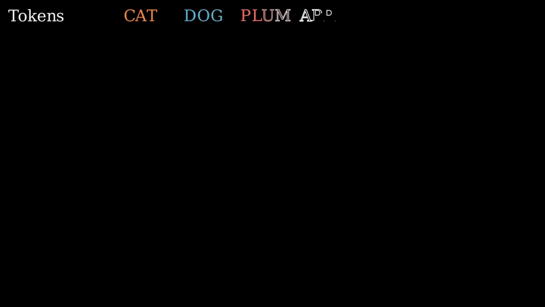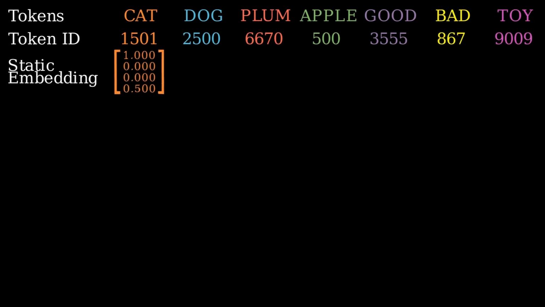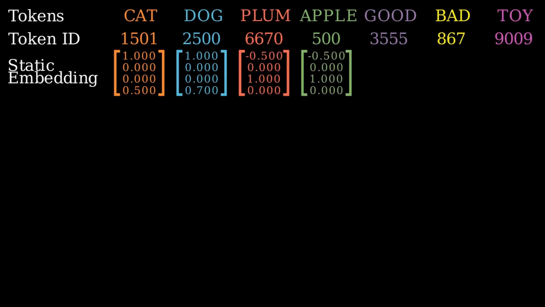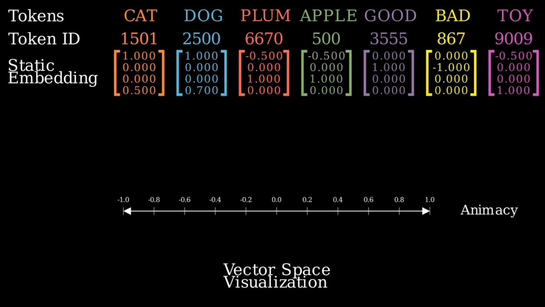Now, let's see this in a visual representation for all these words. First, token ID is assigned, and then we are converting this token ID into static embedding. It will be very interesting to see all these values in a vector space visualization. Here, we are showing it in 2-dimensional vector space, but again, since these are very high dimensional vector spaces, it may be difficult to even visualize.